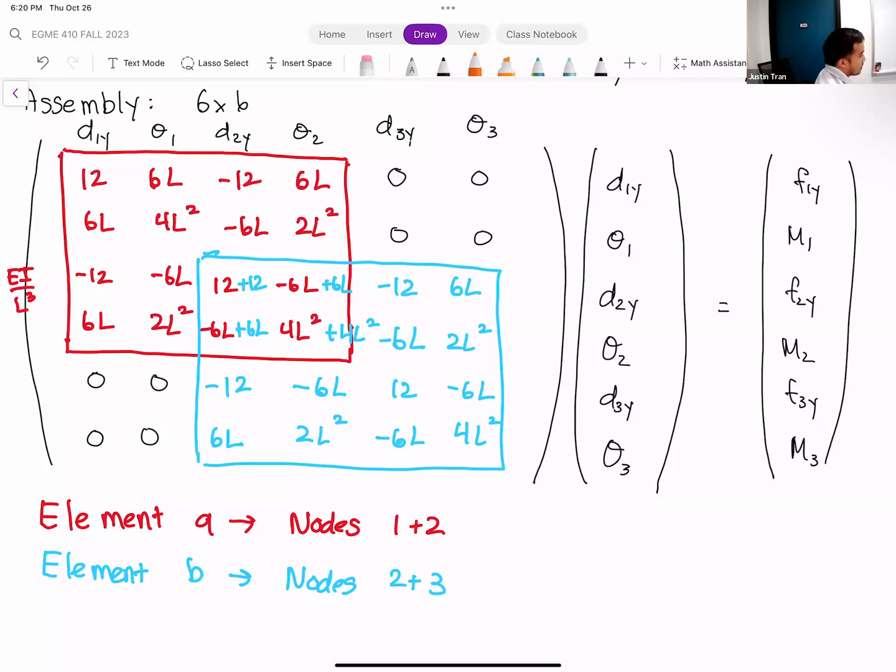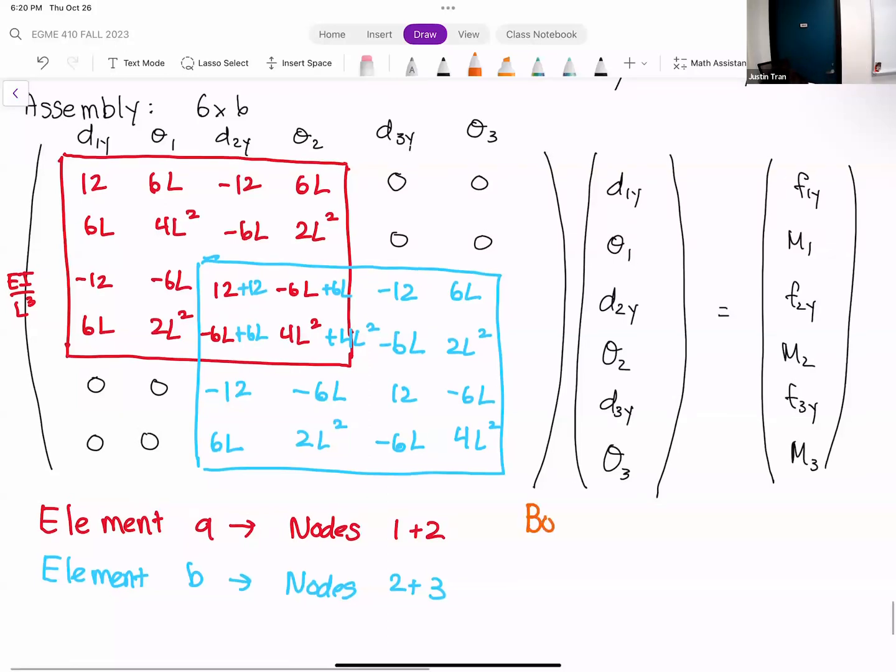All right, so this is looking good. Now that we have our assembly done, the next step is to apply our boundary conditions. We have quite a few boundary conditions to apply in this case. Let's start with our constraints.